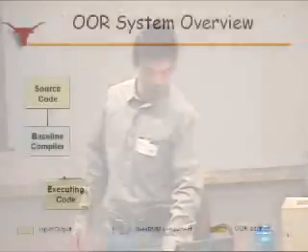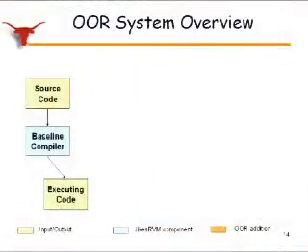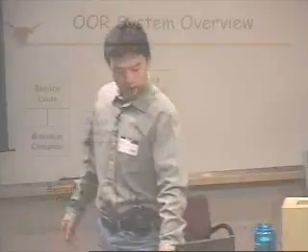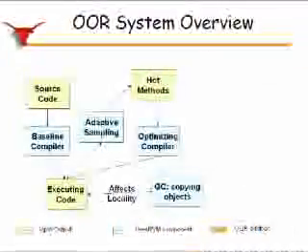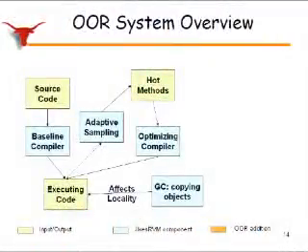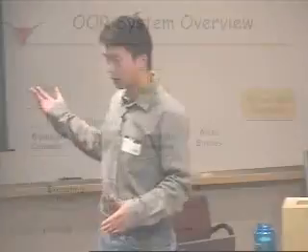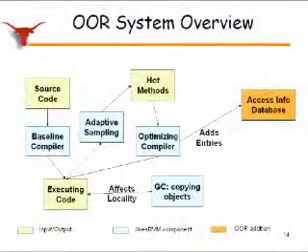For the original VM, it takes the Java source code and uses the baseline compiler to generate executable code. And adaptive sampling looks at the executing code, finds hot methods and sends them to the optimizing compiler, generating optimized code to improve the code quality. And at the same time, the garbage collector, if it's using a copying collector, copies objects, which affects locality, but we don't know whether it's good or bad.